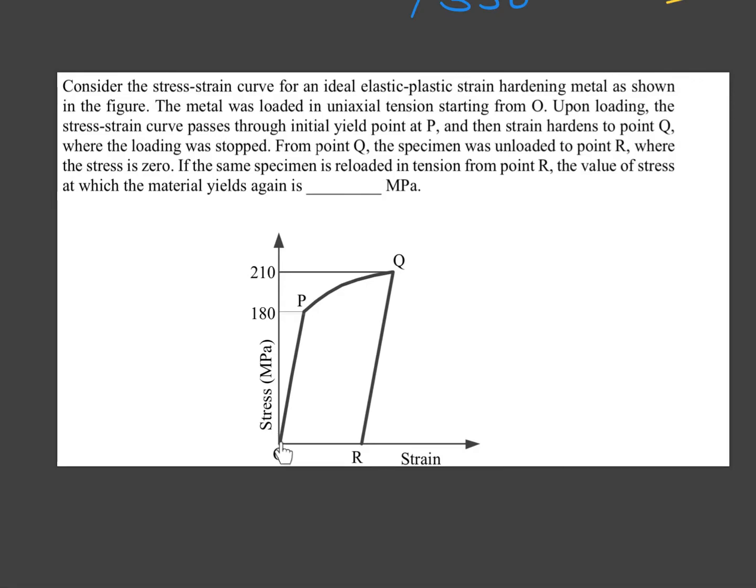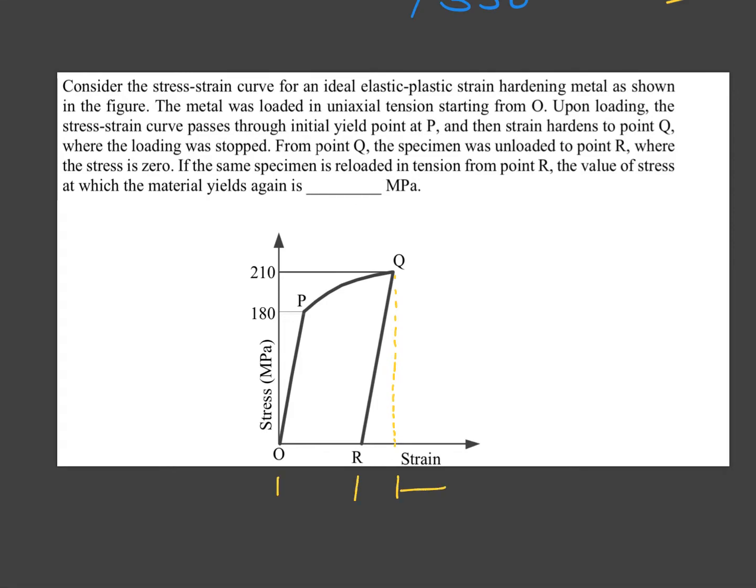So, all of you would have done some uniaxial tension test in your college. This is how you load the specimen, and then it strain hardens to point Q where the loading was stopped. So you unload your specimen at this point and then it drops back here. I would like to explain a couple of more things here.